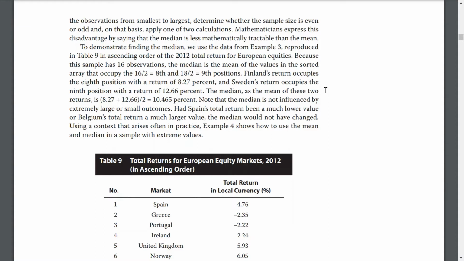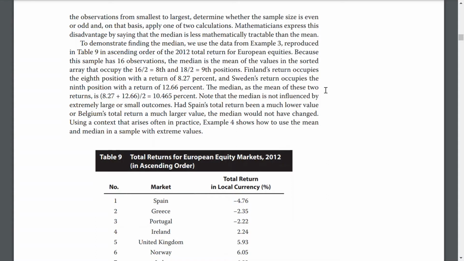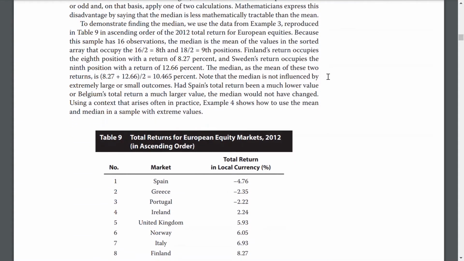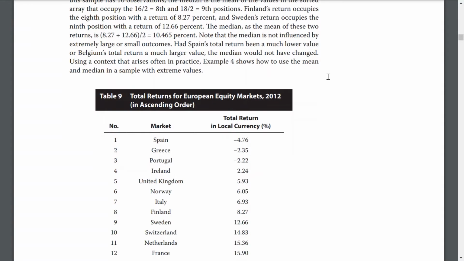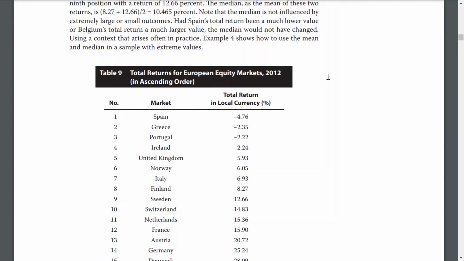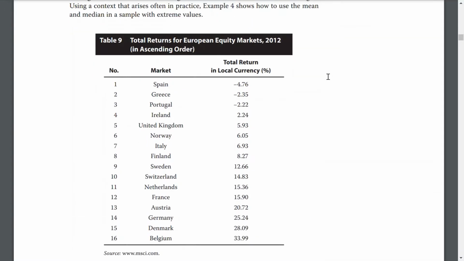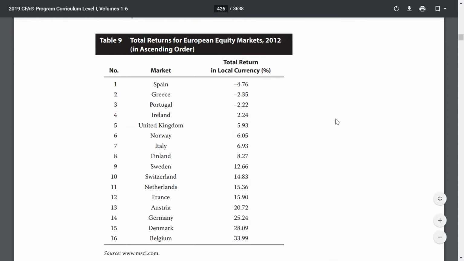Note that the median is not influenced by extremely large or extremely small outcomes. Had Spain's total return been a much lower value, or Belgium's total return a much higher value, the median would not have changed. This is a context that arises often in practice. Example 4 shows how to use the mean and the median in a sample with extreme values. So here's Table 9, the total returns of European equity markets by country in 2012.